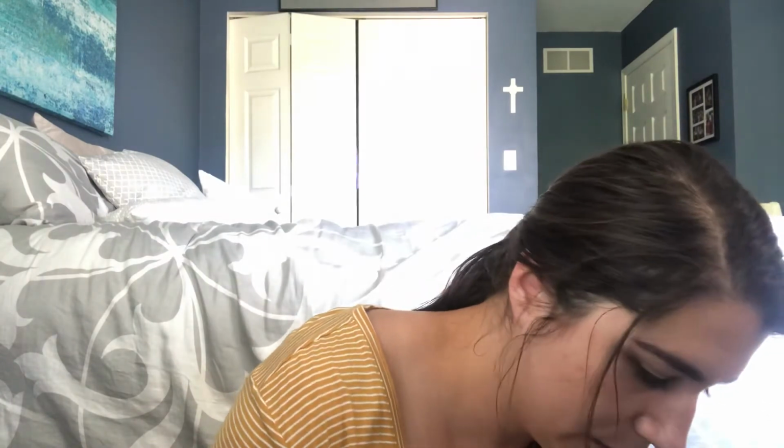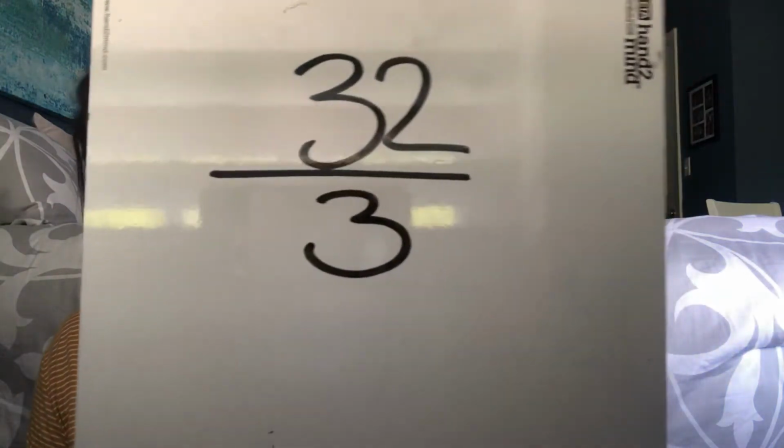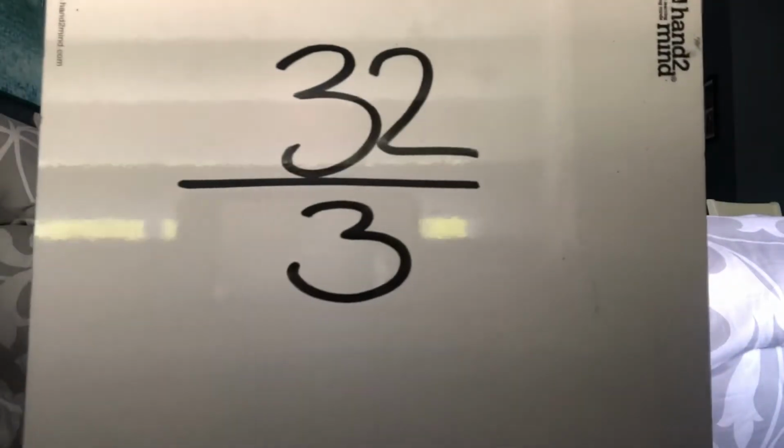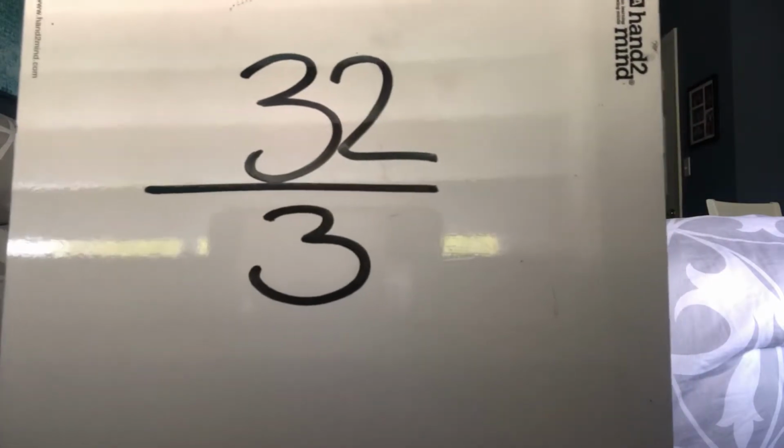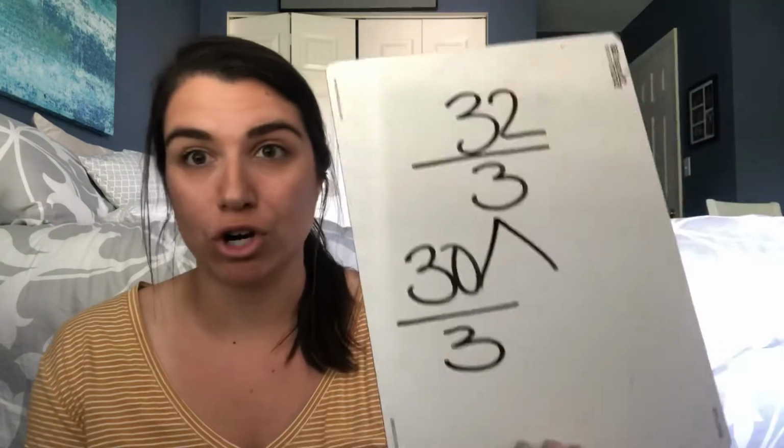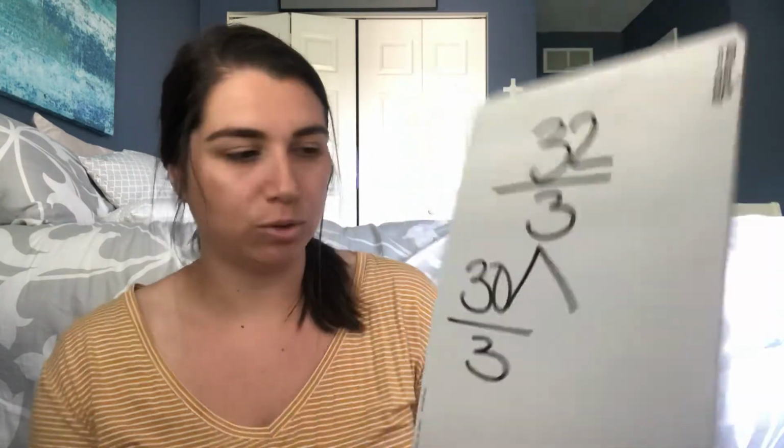The next one is 32/3. Go ahead and try it. This is going to be a hard one to do. Make sure that you're doing what times 3 gets you closest to 32. All right, so what times 3 gets you closest to 32? It's going to be 10, right? So we're going to get 30 on the top because 3 times 10 is 30. So 30 thirds, whew, which would give me, like I said, 10 wholes.